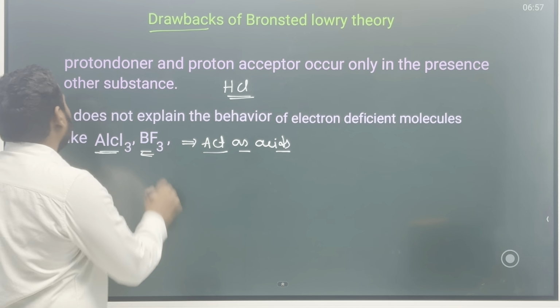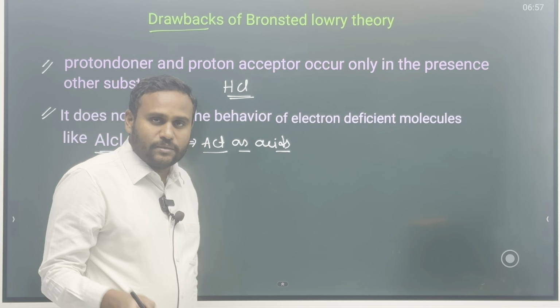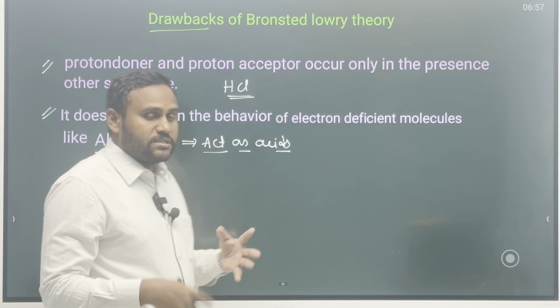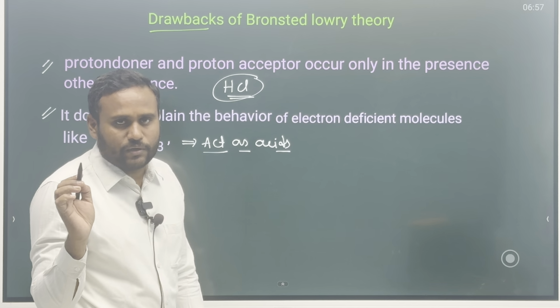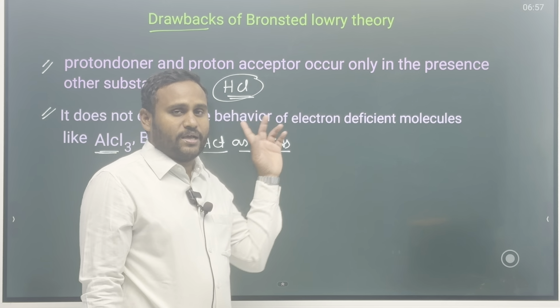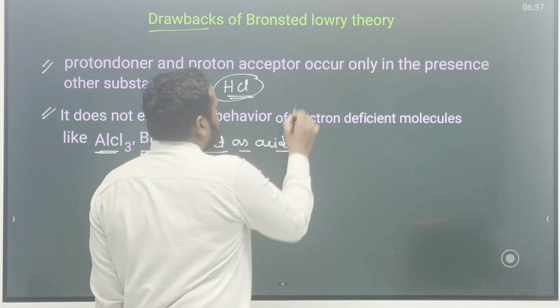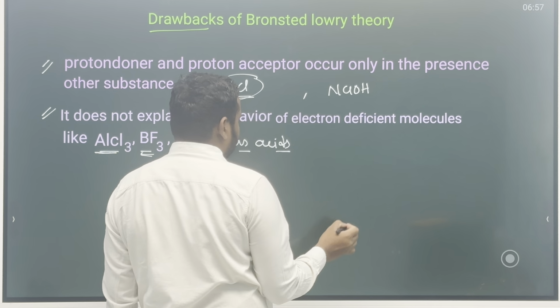So what are the two major drawbacks here? Proton donor and proton acceptor occur only in the presence of another substance. Means if we take only HCl and no other substance, then HCl is not an acid, since nobody is there to accept its proton. And next, when you take only NaOH.